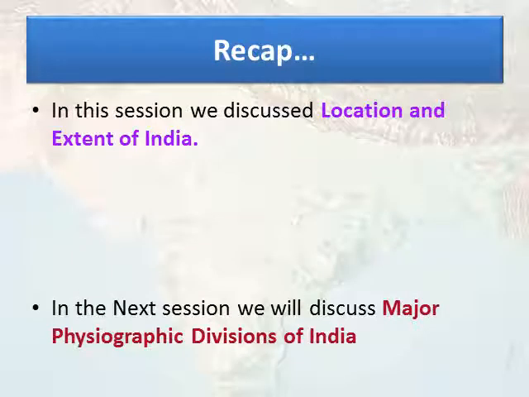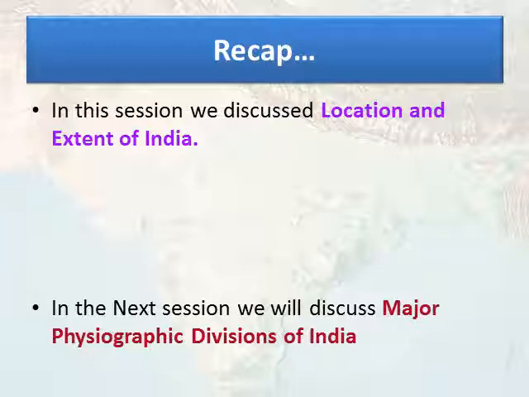Time to wind up today's session. Before winding up, let us have a recap. In this session, we discussed the location and extent of India. We learned that India is the 7th largest country in the world and 2nd largest country in Asia. We have about 6,100 kilometers long coastline. India is also known as a subcontinent because this region possesses distinct continental characteristics in physiography, climate, natural vegetation, minerals and human resources.